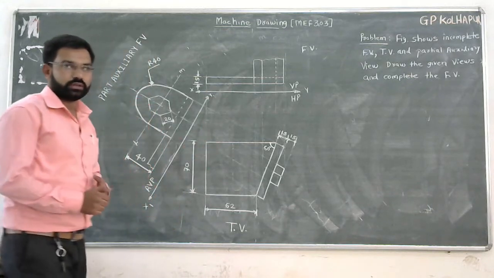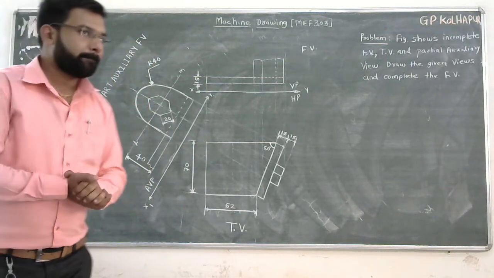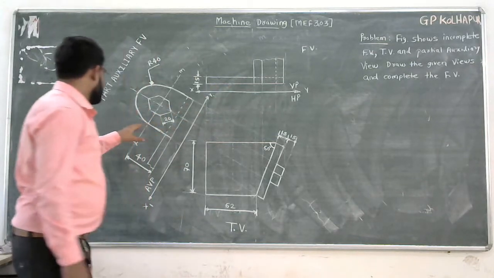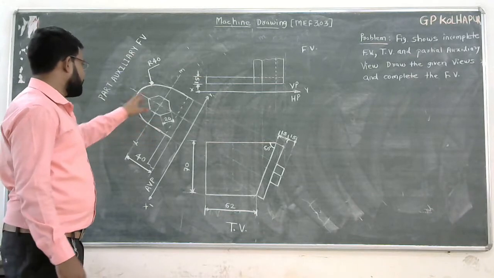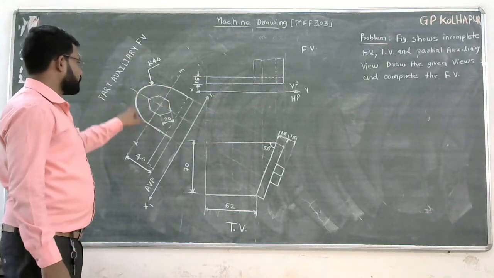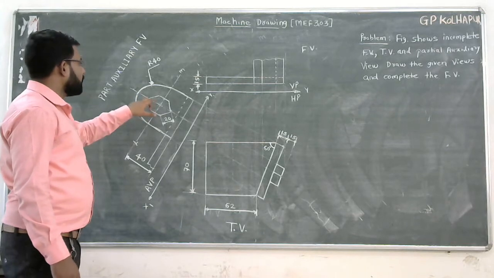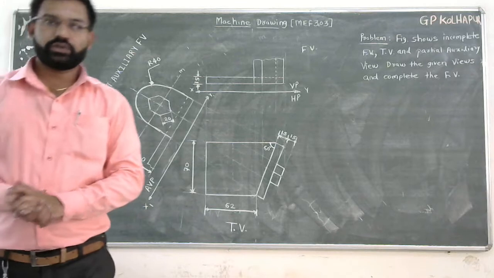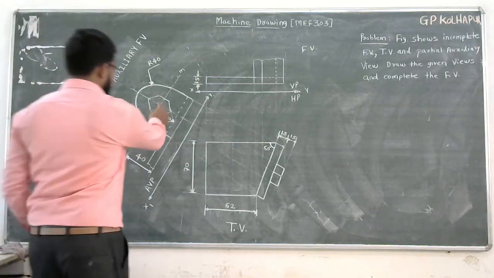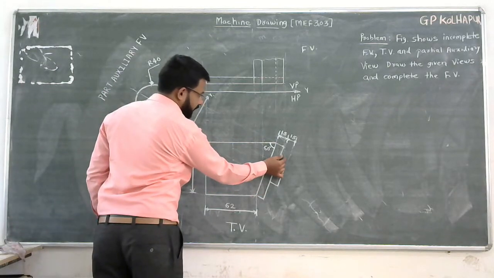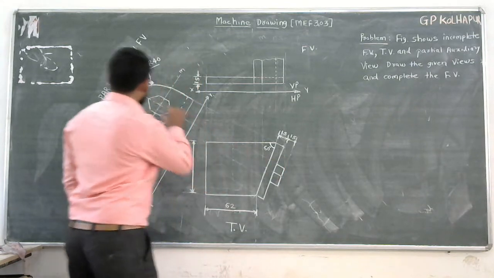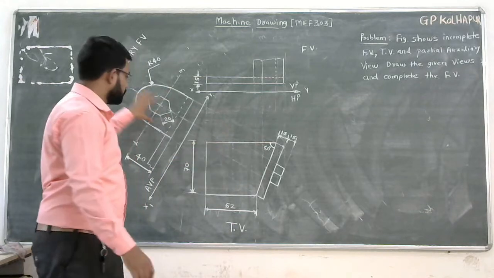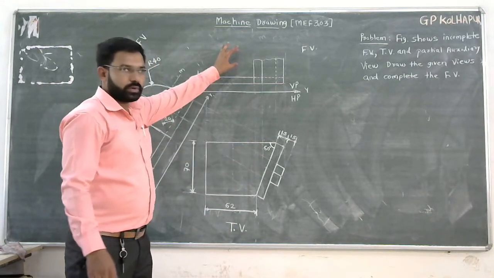So how to proceed? To complete this front view, if you observe, this is a plate which is semicircular. On this semicircular part, one hexagonal projection is there. This is a hexagonal projection of 15 mm thickness. So you have to transfer all the points to the top view and then to the front view.